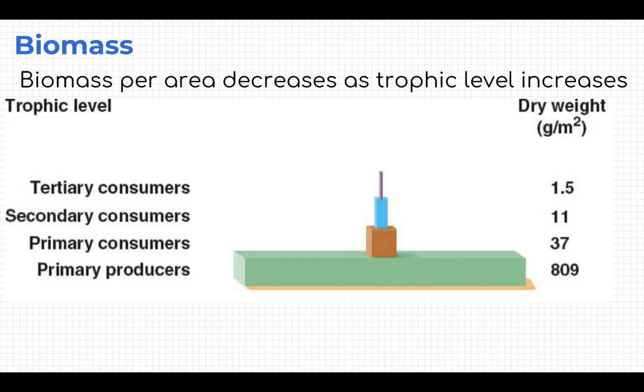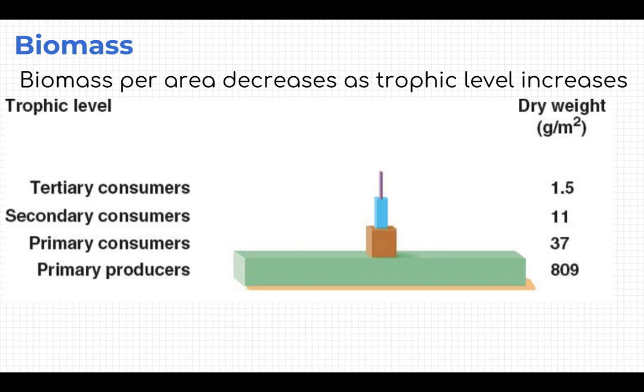Then we want to go up a trophic level. Maybe we were looking at all the mice and the songbirds and things that eat those insects. So maybe we find 11 grams per meter squared. And then if we look at tertiary consumers, maybe foxes and hawks and other birds of prey, we might find 1.5 grams per meter squared.